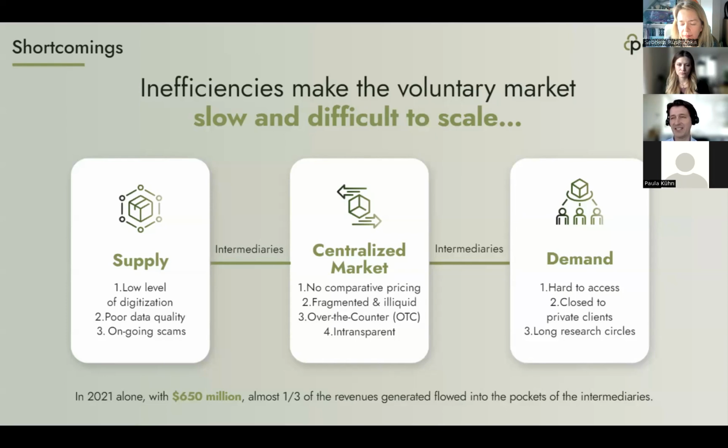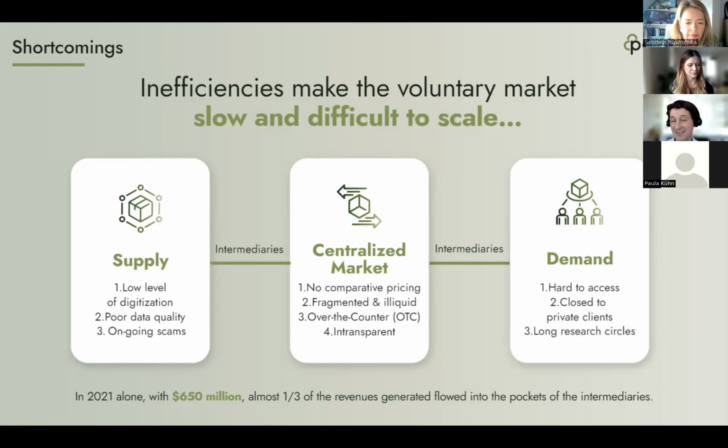If you take a look at the supply side, for example, it's mostly the low level of digitization that causes a problem. Everyone naturally has their own system and their own database, which also leads to poor data quality and ongoing scams. Then the market itself is quite intransparent. Pricing is a big challenge. You will see pricing anywhere from $1 or $2 on the really low end up to $1,000 for a carbon credit, and that is extremely hard to understand for somebody who isn't involved that much. The market is highly fragmented and illiquid.